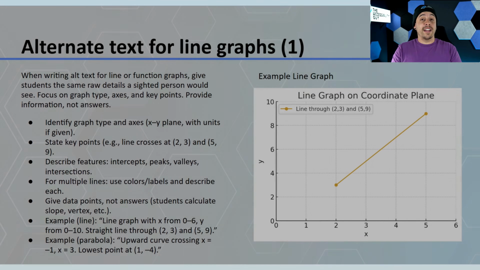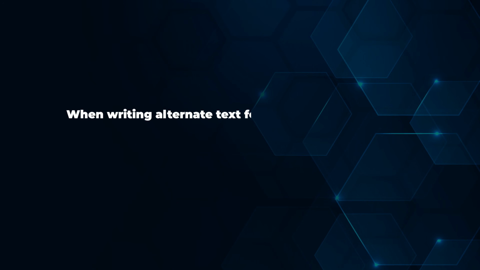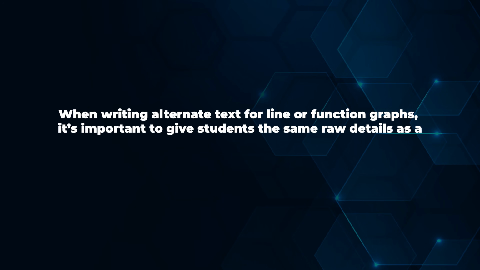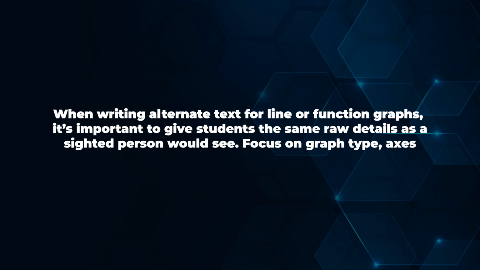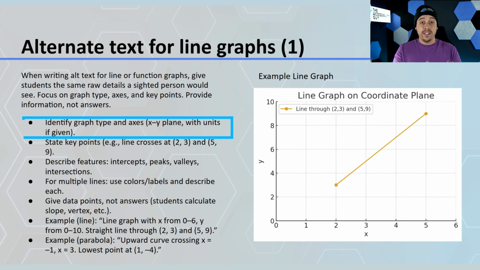The first thing we're going to talk about is alternate text for line graphs. So when writing alternate text for line or function graphs, it's important to give students the same raw details as a sighted person would see. Focus on graph type, axes, and key points, and provide information, not answers. Here is a comprehensive list of the things you should do.